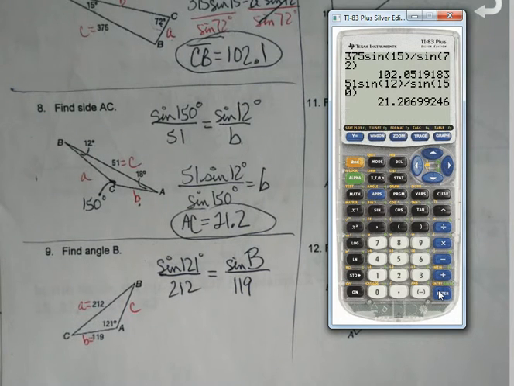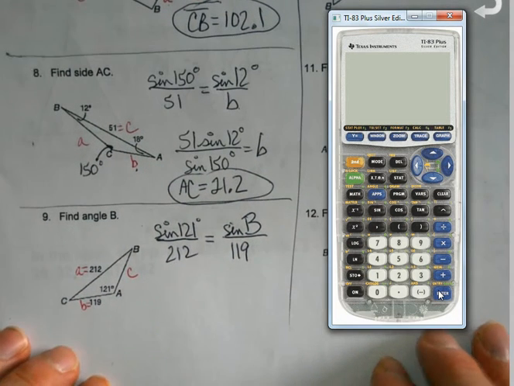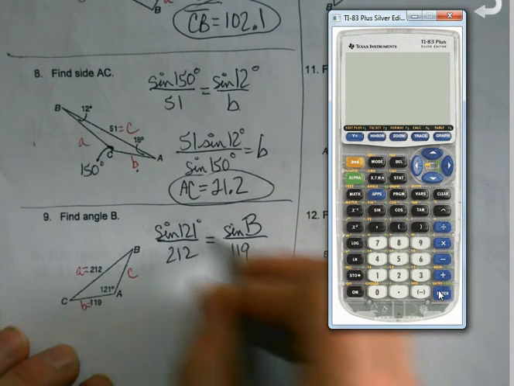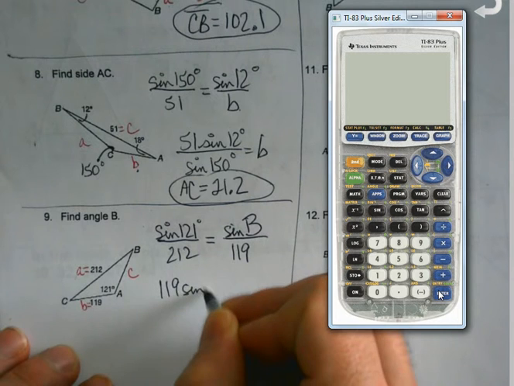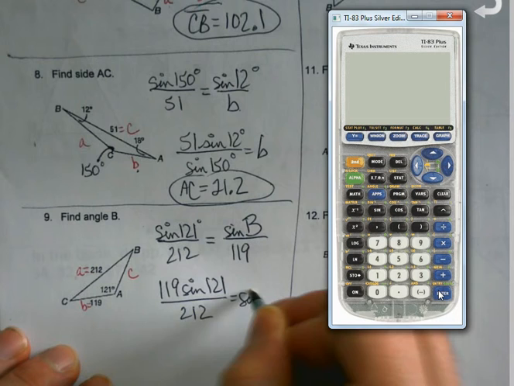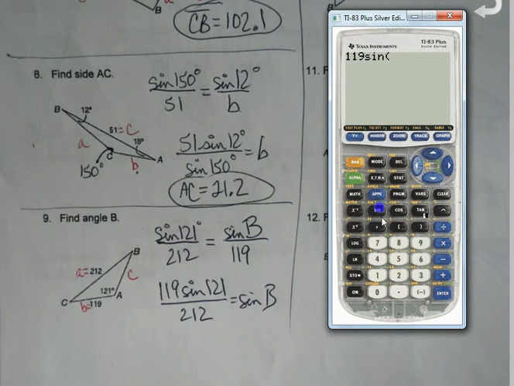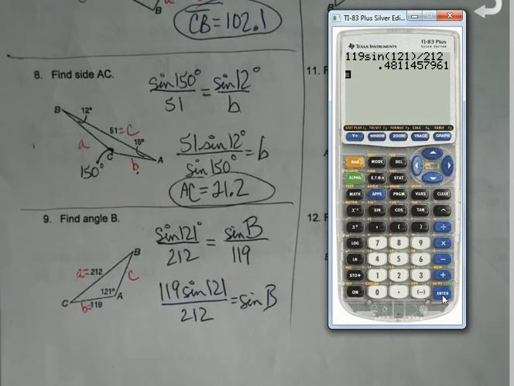Now here's where things change just a little bit. Because I look at this and I go, okay, I'm just going to keep doing this like I've been doing it. There's the one that doesn't have the B in it, so 119 sine of 121. I'm going to divide by 212, and that's going to get me the sine of B. So I punch it in, thinking I've got this down. And then I hit enter, and I go, wait a minute. Angle B is 0.48. That seems too small. That doesn't make sense. And then I think about it for a minute. Oh yeah, it's an angle.